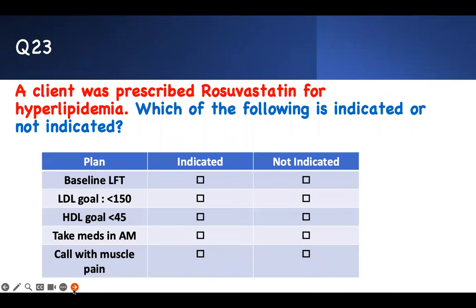So, which of the following is indicated or not? A client was prescribed rosuvastatin for hyperlipidemia. It's a straightforward question. All you have to say is prescribe statin. Which one is indicated? What is he going to do? It's for a cholesterol problem. It affects the liver. If it affects the liver, baseline LFT is indicated.